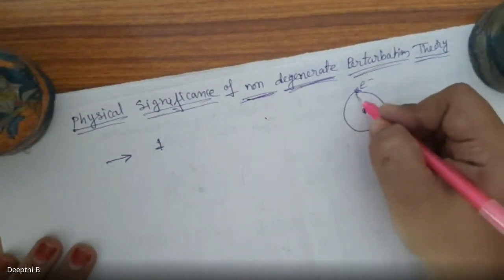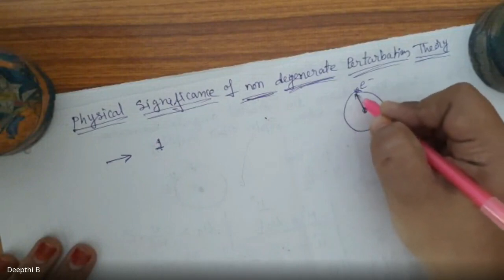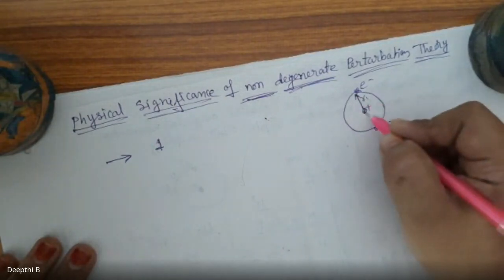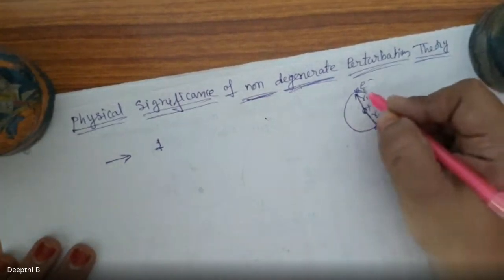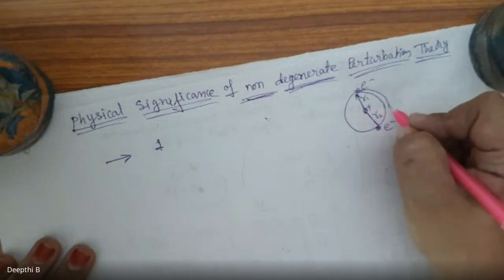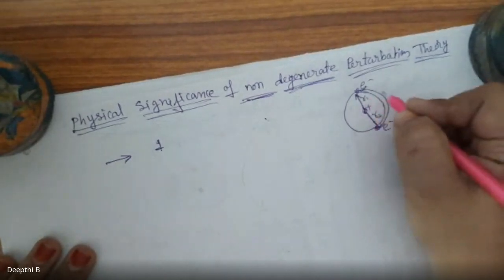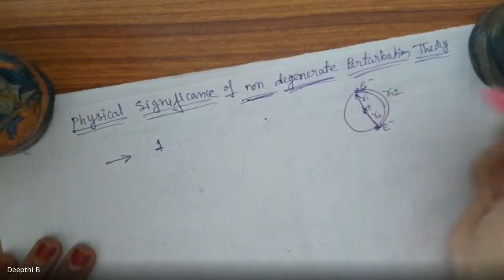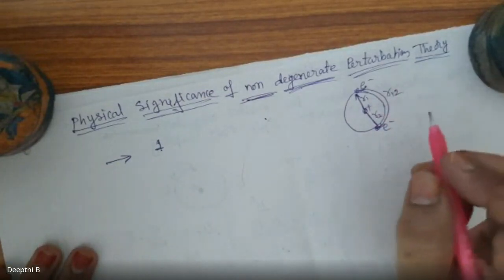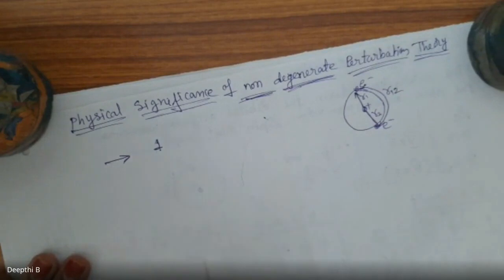See here, the distance of this electron from the nucleus is R1. The distance of this electron from the nucleus is R2. And the distance between these two electrons is R12. Okay. So here we are calculating the potential energy first.